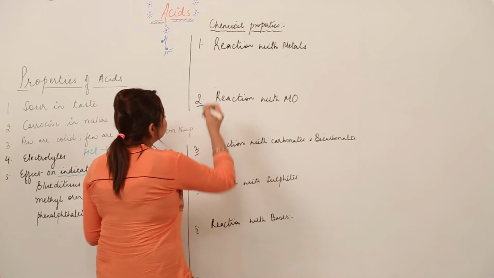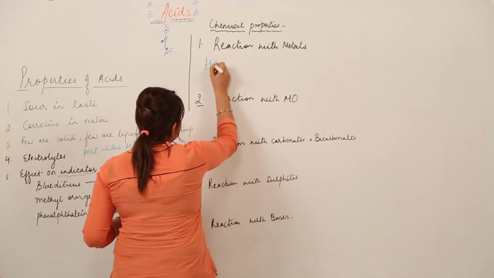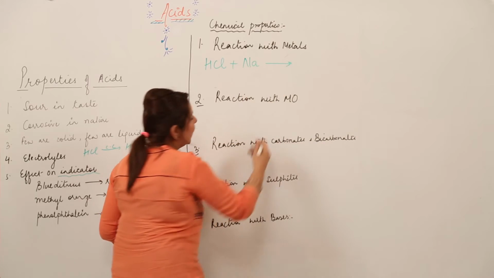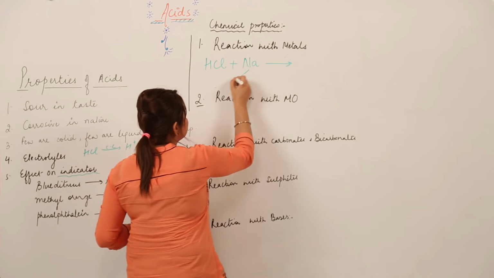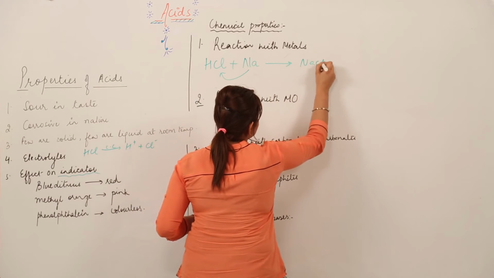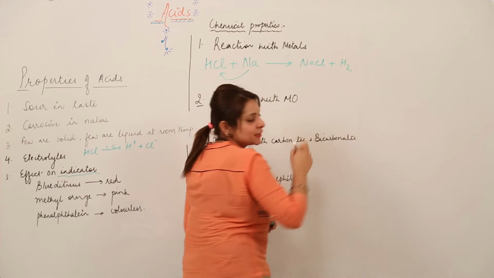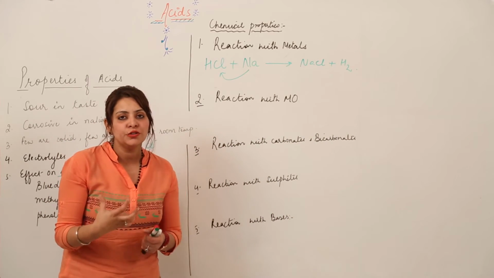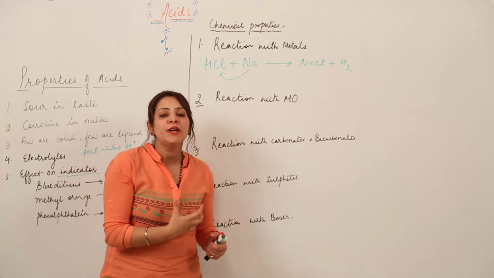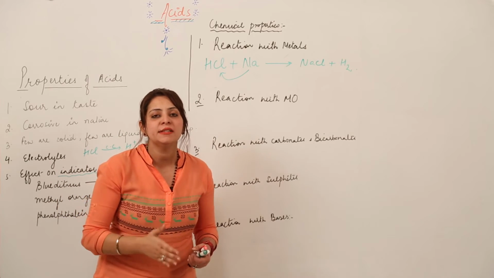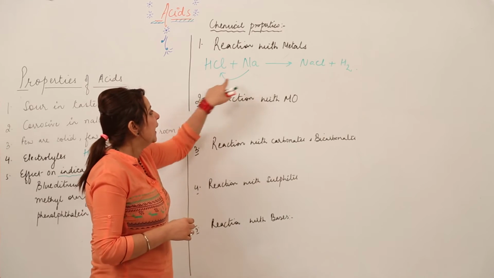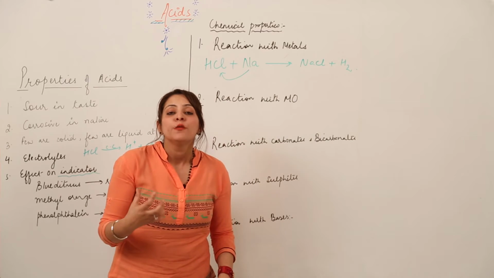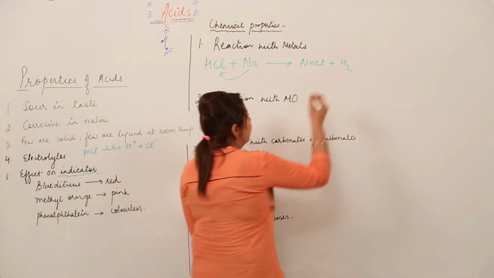See the example: suppose I have an acid, say HCl, and I am adding a metal. Suppose I take the metal Na. Do you know what we are going to get? Yes, it will form the respective salt. And what do we get along with it? We get hydrogen gas. This reaction is shown by most of the metals which are more reactive than hydrogen. So when they react with acid, they form the respective salt, and along with that hydrogen gas is evolved, which burns with a pale blue flame.